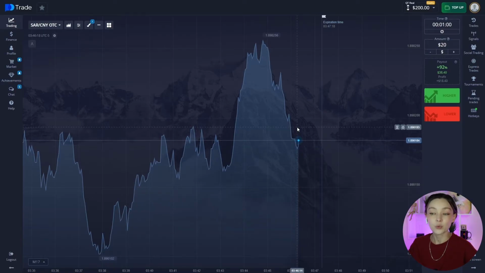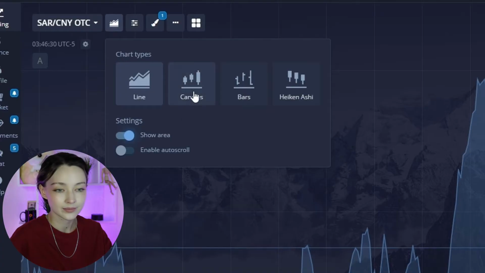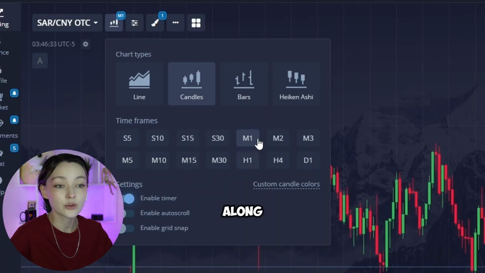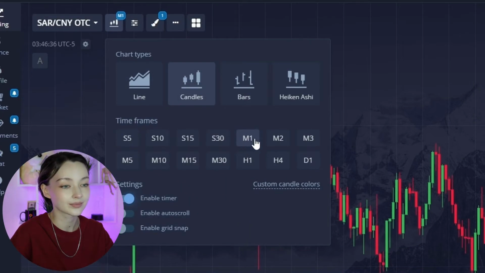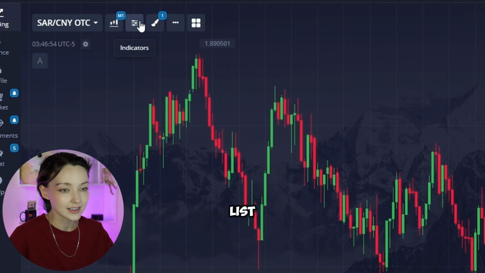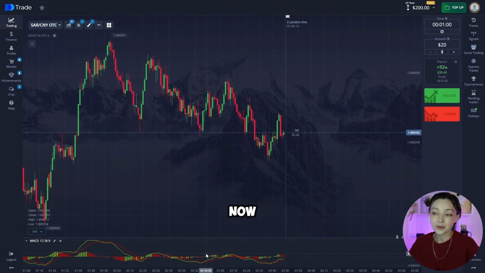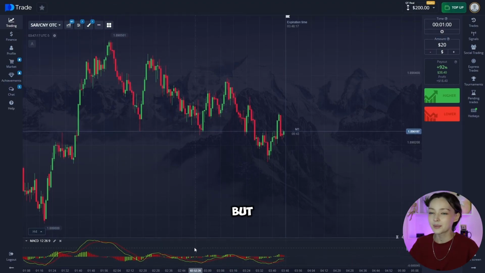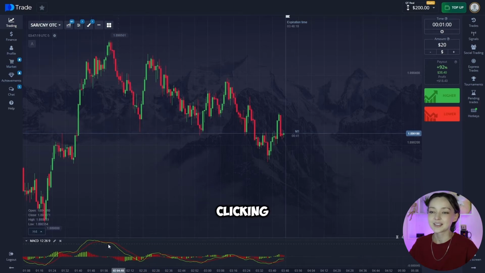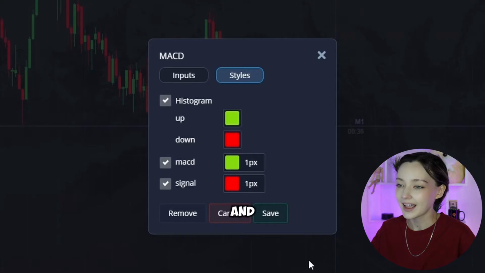So for starters, let's prep the chart. In the top left corner, we want to choose the candle chart type. Let's do it now real quick. Along with the 1 minute time frame. Now let's apply the MACD indicator. Opening the indicators list, clicking right on it. Now we can see the indicator in the chart. But let's make it simpler. Clicking right here, opening the style section, and disabling the histogram.